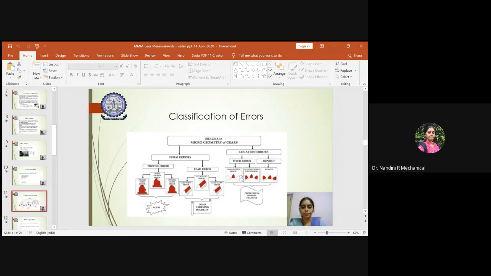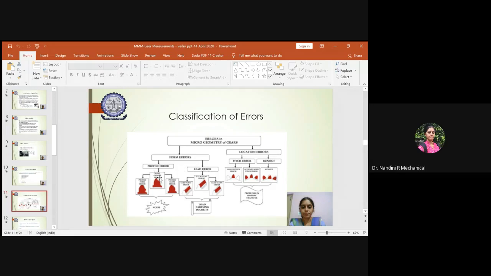Right? So mainly you have to focus on the pitch errors. Suppose you get errors, it could be due to either the single pitch error or accumulated pitch error. And runout is mainly what comes across when there is motion transfer. Similarly, we came across the form errors. It could be either the profile or the lead error.